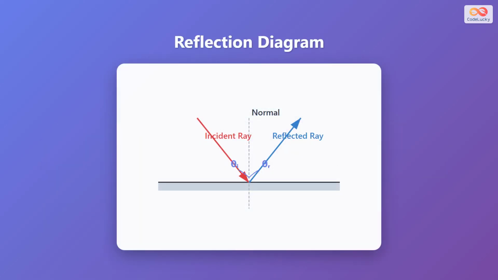Here we can see how reflection works at a plane mirror. The incident ray approaches the mirror and strikes its surface. At the point of contact, we draw a normal line perpendicular to the mirror. The angle between the incident ray and the normal is called the angle of incidence, denoted as theta I. The reflected ray bounces off at the same angle on the opposite side of the normal, and this is called the angle of reflection, denoted as theta R. According to the law of reflection, these two angles are always equal.